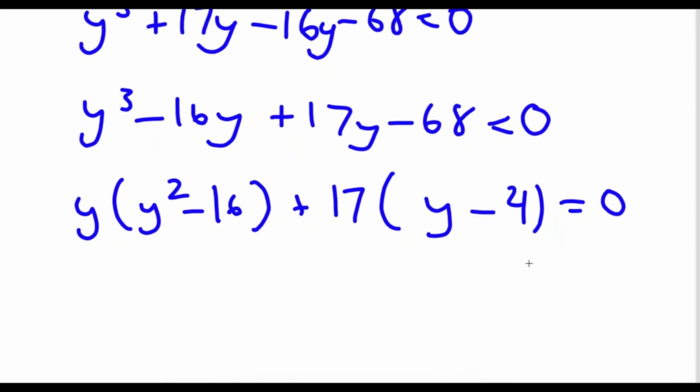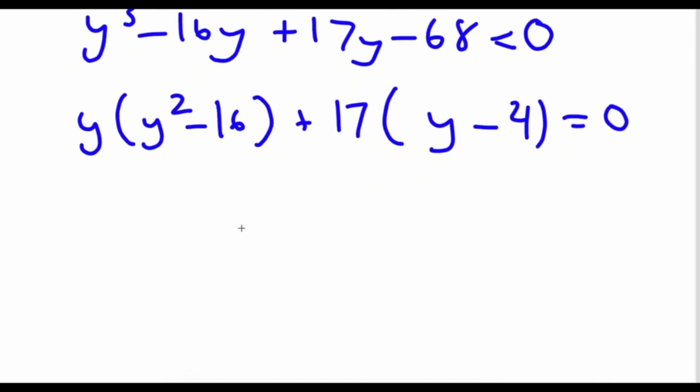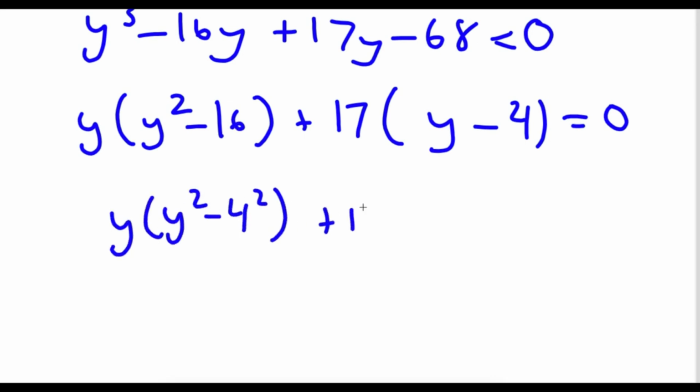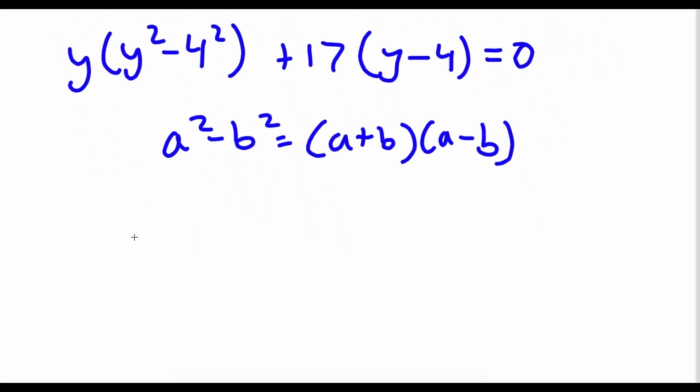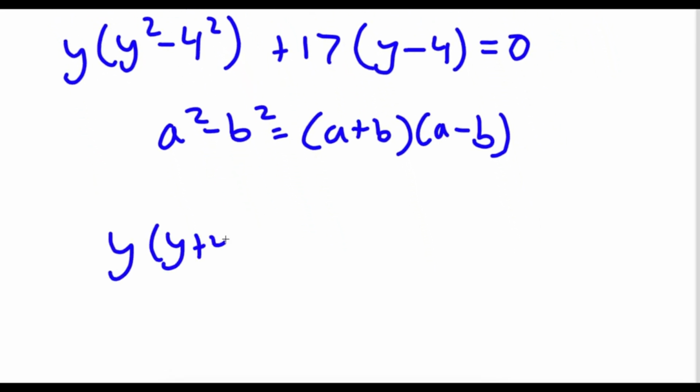So now this is equal to 0. So now, 16 here, this is the same thing as 4 squared. So now I have y times y squared minus 4 squared plus 17 times y minus 4 is equal to 0. And now if I have something in the form a squared minus b squared, this is the same thing as a plus b times a minus b. So y squared minus 4 squared, that's going to equal y plus 4 times y minus 4.